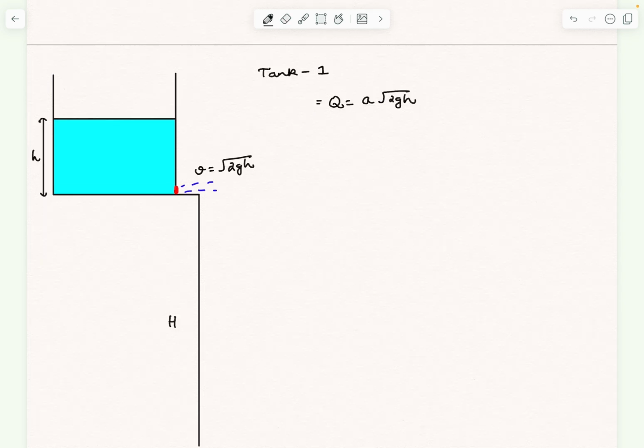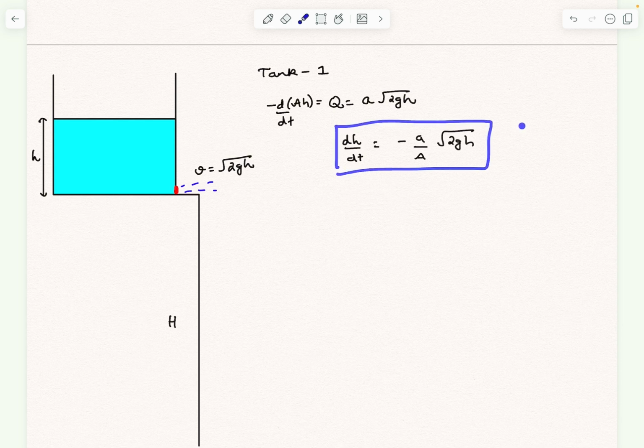Okay, so this is also the rate at which the volume of the tank is decreasing. The volume of the tank, guys, I can also write as the area multiplied by the height. So the rate at which the height of the tank is decreasing is minus small a upon capital A times square root of 2gh. So this is the differential equation that governs how the height is reducing with respect to time.